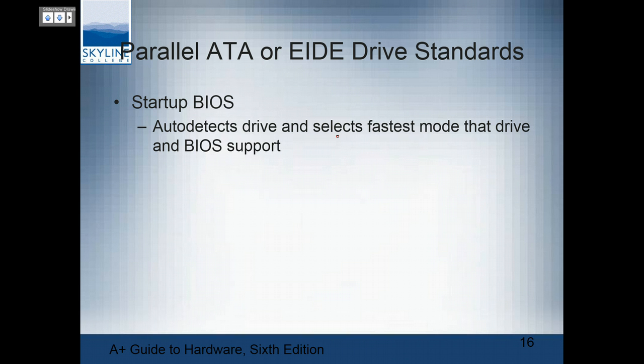The startup BIOS detects the drive and selects the fastest mode that the drive and the BIOS will support. Todd probably remembers way back when you had to actually physically define it. Way back when wasn't really that long ago. When you had to physically define the architecture of the hard drive for the BIOS. There wasn't any auto detect. You don't remember doing that? No, I don't remember. Oh, okay. Well, you used to have to go in and tell it how many cylinders it had.